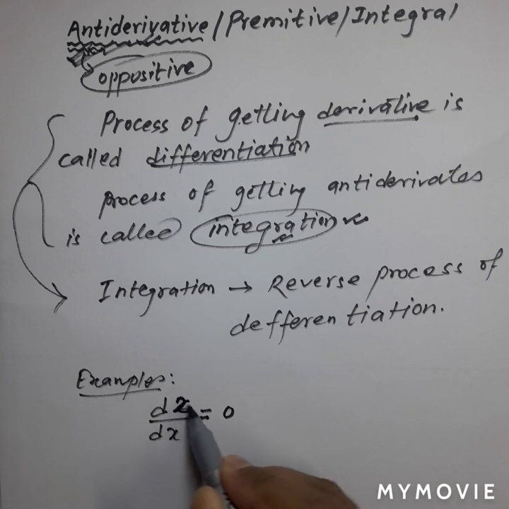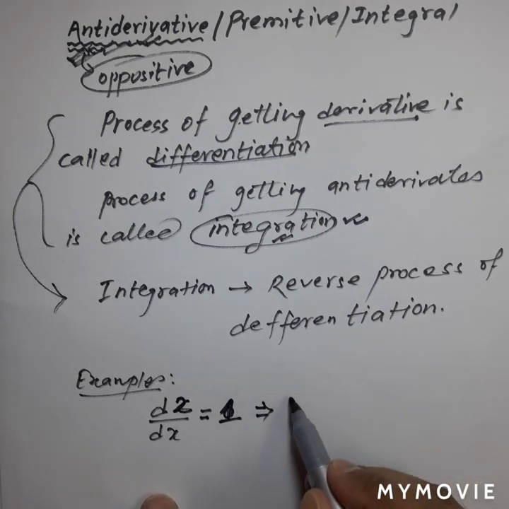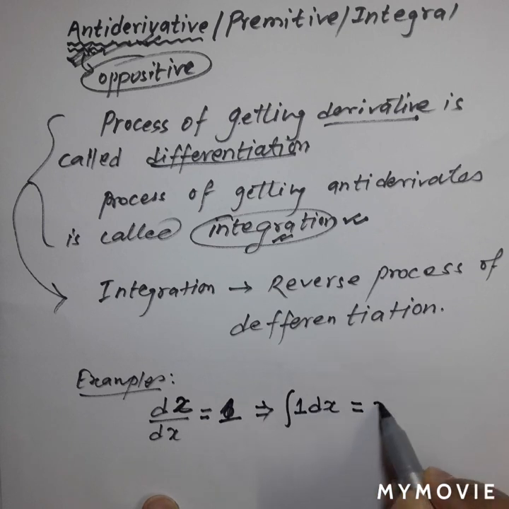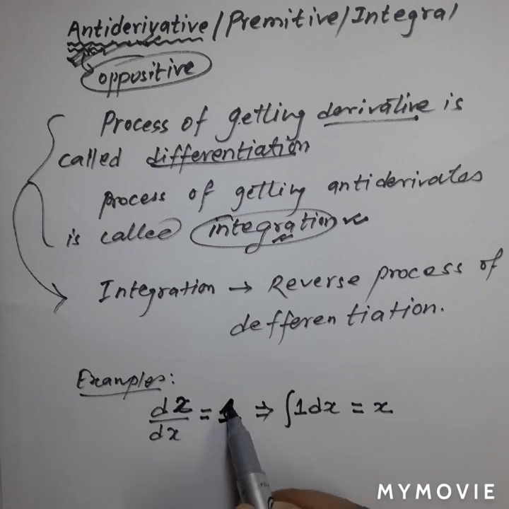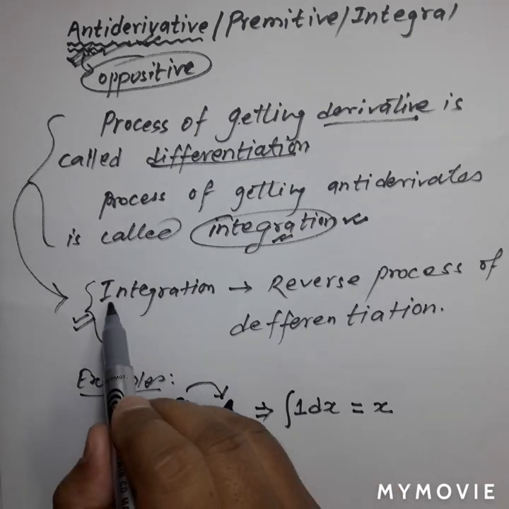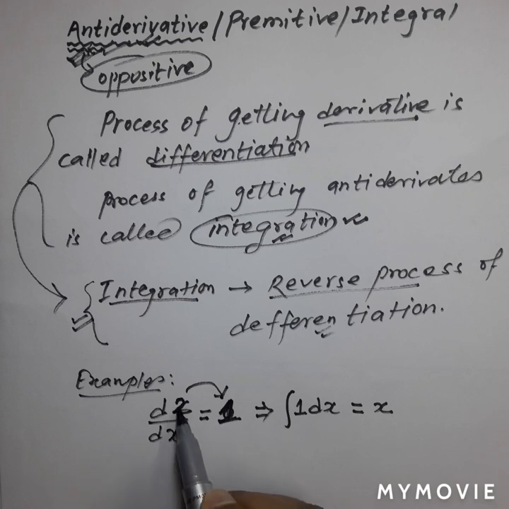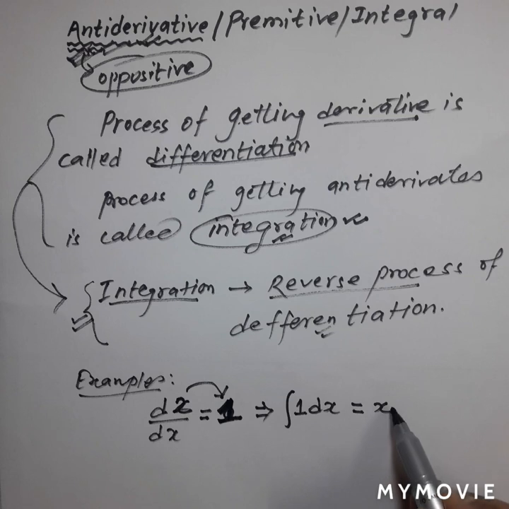Derivative of x with respect to x is 1. So here this can be written as antiderivative of 1 with respect to dx is x, because this is the derivative of x, and we have already mentioned here integration is reverse process of differentiation. That means this is the derivative of x. So if we take antiderivative of this one, then we get this x. Similarly, let us take another example.